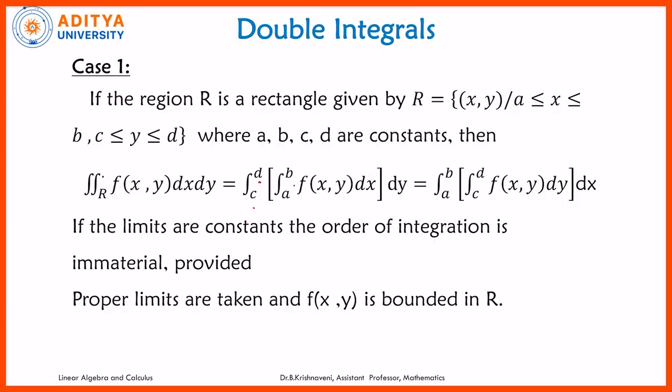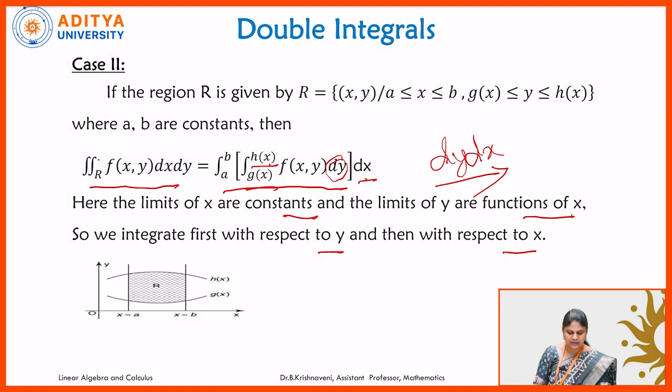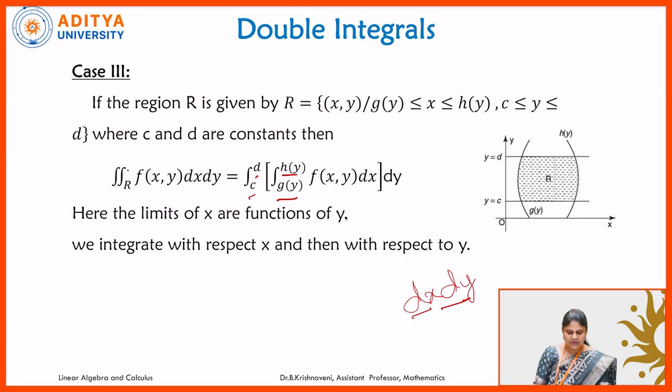So case 1 is, if all the limits are constants, then you can integrate in any order. The second case is variable limits. See which variable the variable limits belong to. Here the y limits are variable limits in terms of x and the x limits are constants, hence the order is dy dx. The third case is where the x limits are variable limits in terms of y and the y limits are constants, therefore the order must be first with respect to x, then y.